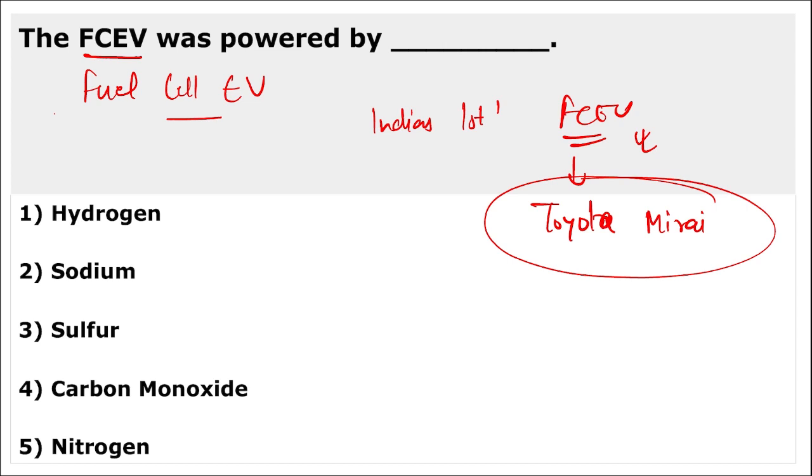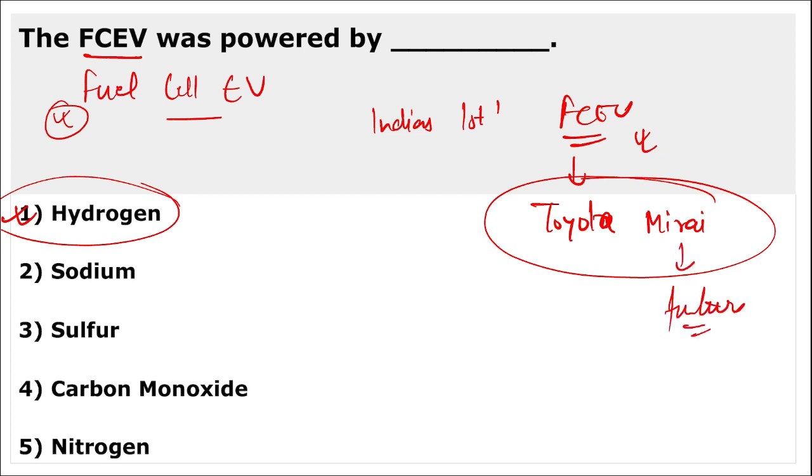Question asked here is that this fuel cell electric vehicle is powered by what fuel? This is powered by hydrogen. Alright, it is powered by hydrogen. Important. Here Mirai means future also. Remember this term also. Alright.